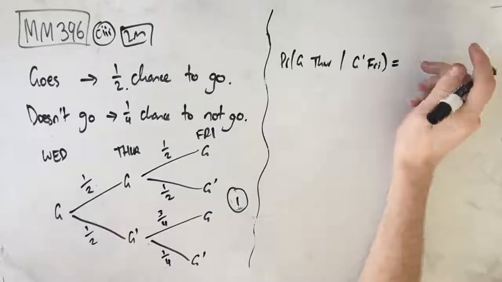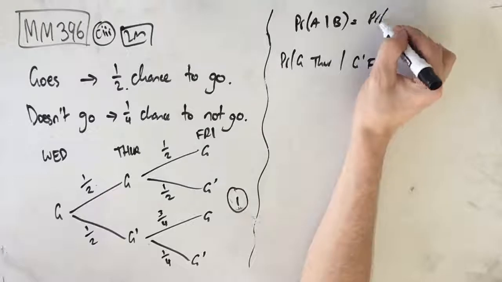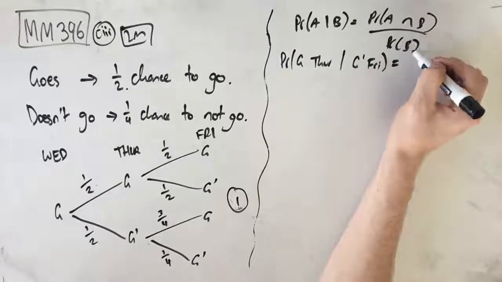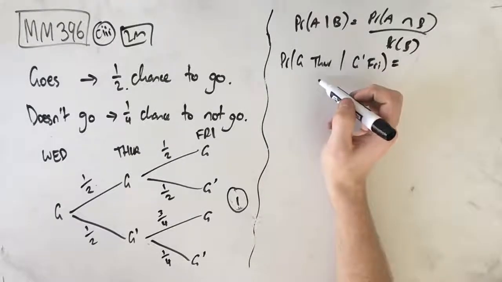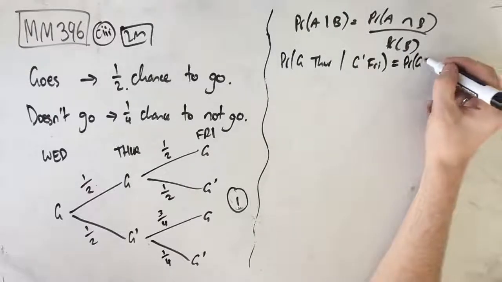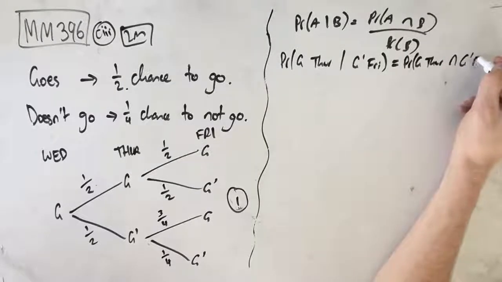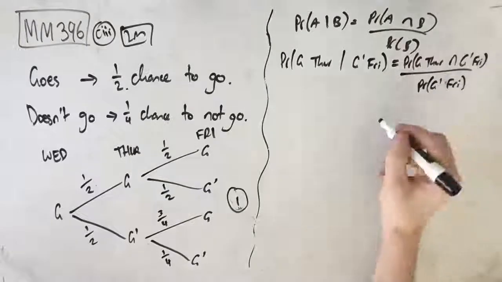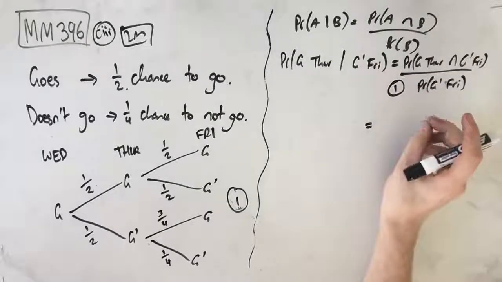Okay, so according to our given formula, or our conditional probability formula, the probability of A given B equals the probability of A intersect B over the probability of B. Awesome. Which means that the probability of G, or he goes on Thursday, given that he doesn't go on Friday, is the probability that he goes on Thursday intersect where he doesn't go on Friday, over the probability that he doesn't go on Friday. Awesome. So this is our first mark. So finding that is mark 1.